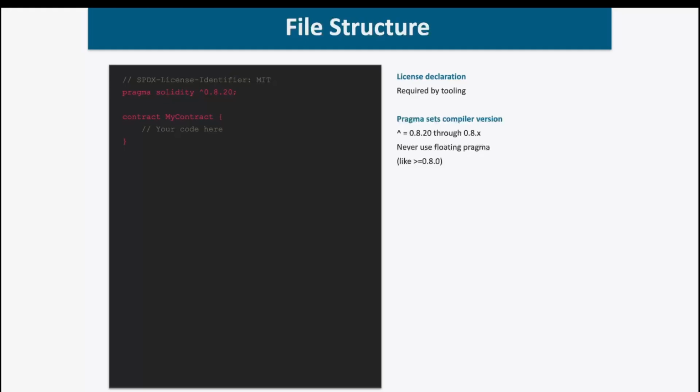Please avoid using floating pragmas, like greater than or equal to 0.8.0. This allows any version of 0.8.0 or above, even 0.9 or 0.10 if they existed. Your contract might behave unpredictably with an untested compiler, so always pin to a specific minor version. These two lines are boilerplate. Include them at the top of every Solidity file.